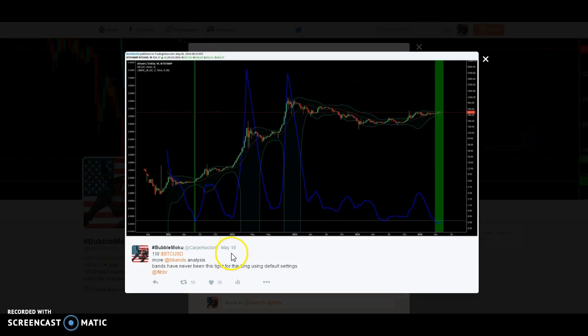So this is the weekly, this is last month, May 18th. And again, I tweeted out to Mr. Bollinger, I said, we've never had a weekly squeeze this tight for this long. You can see there was one week where the bands were this tight. This is the numeric value of the width, and as volatility increases, so does the width. And remember, a squeeze is the birth and the bulge is the death, okay?